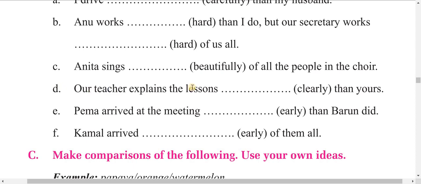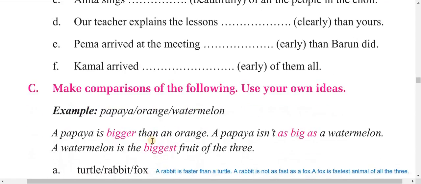Now D. Our teacher explains the lesson more clearly than yours. More clearly. Now E. Pema arrived at the meeting. Here we don't put "most" or "more" in the short answer, we put "earlier" than Varun did. Here put earlier. At the meeting earlier than Varun did. And Kamala arrived the earliest of them. Kamala arrived earliest of them all.